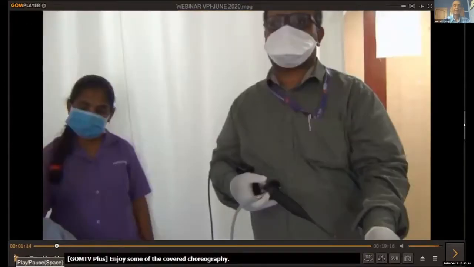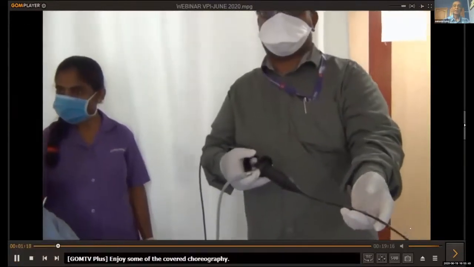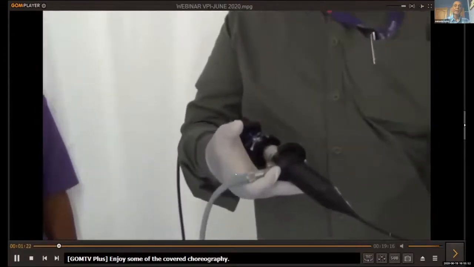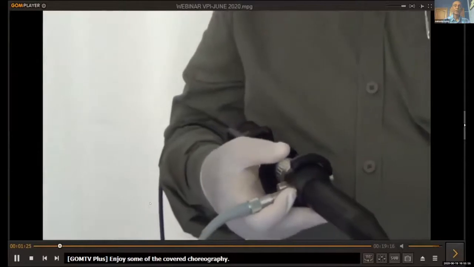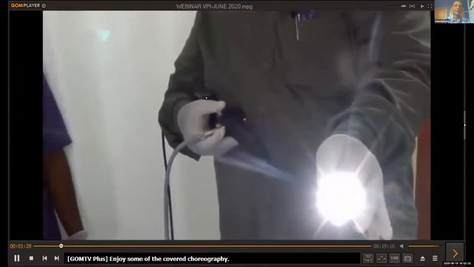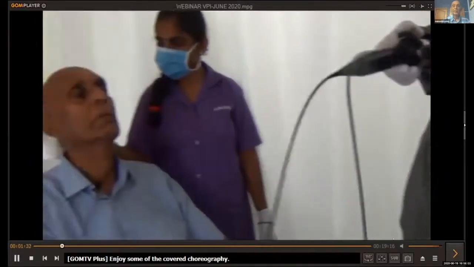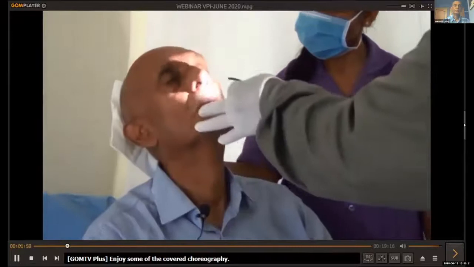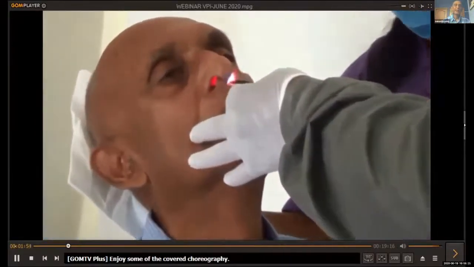This is my colleague Sohail showing how to hold the endoscope. Usually the scope is rested on the forearm, and then the other hand is used to negotiate it so that it can be passed into the patient. This is how it is handled. This is the light source, and that is the outlet which goes across the hand so that this remains stable on the forearm. Now he will demonstrate how to do it on me. This is real time, and it is an unedited video.